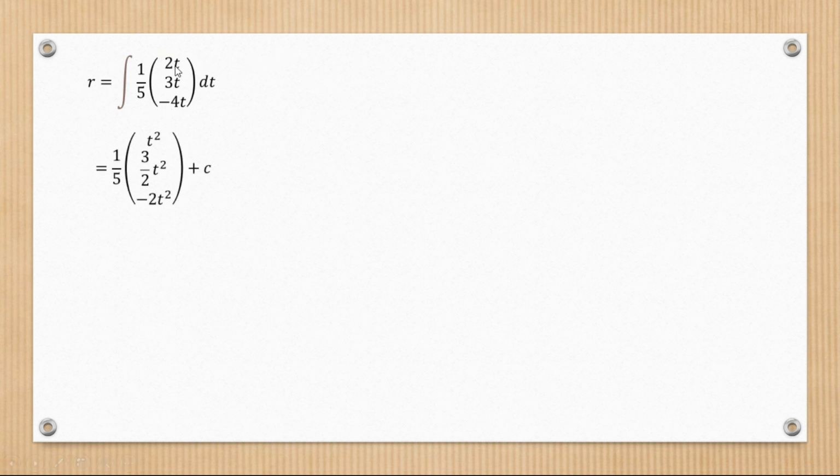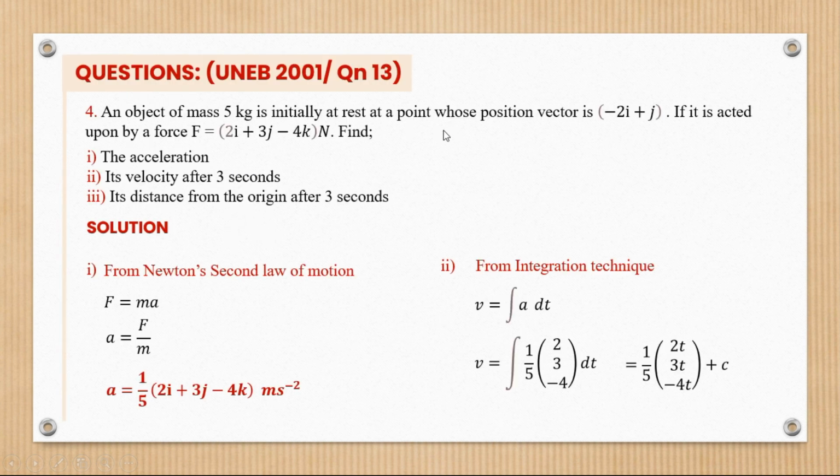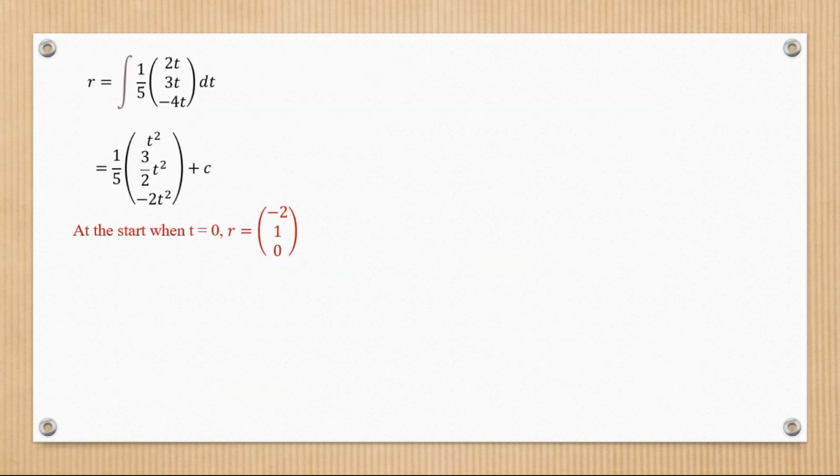So 2t becomes t squared, and 3t when integrated will become 3 over 2 t squared. The negative 4t when integrated will become negative 2t squared, times this 1 over 5, plus c. So now the next step is to find the value of c. Good enough, according to the question, we're being told that when the particle was initially at rest, it was at the point whose position vector is negative 2i plus j. So we know the initial position vector. So at the start when t was 0, r was negative 2i, plus j, and then the coefficient for k was 0. So that means we actually just place a 0 there. So we're going to have this being equal to that.